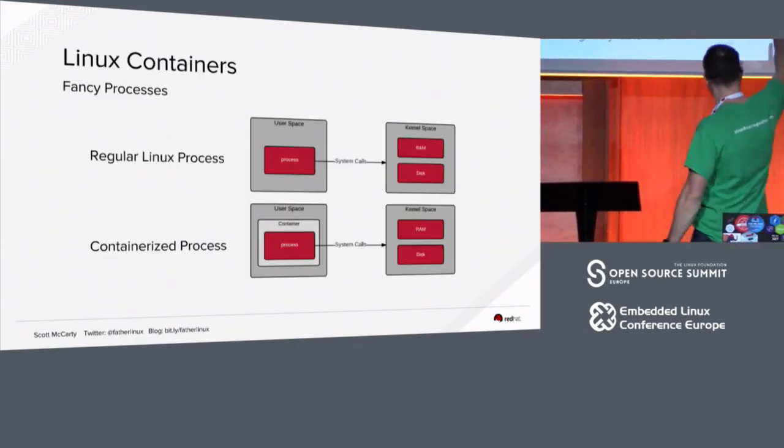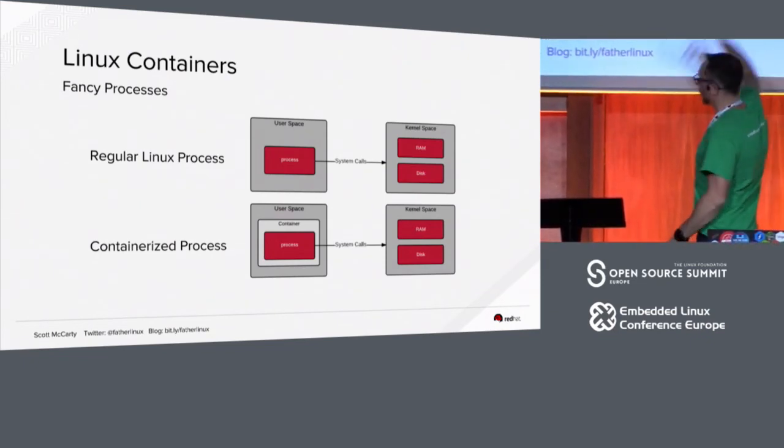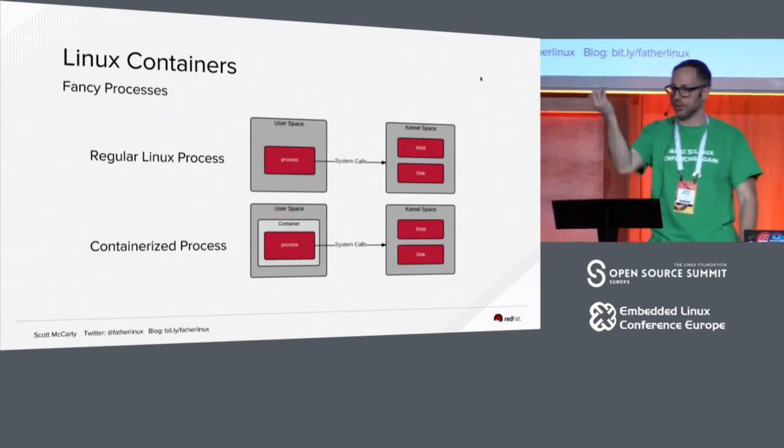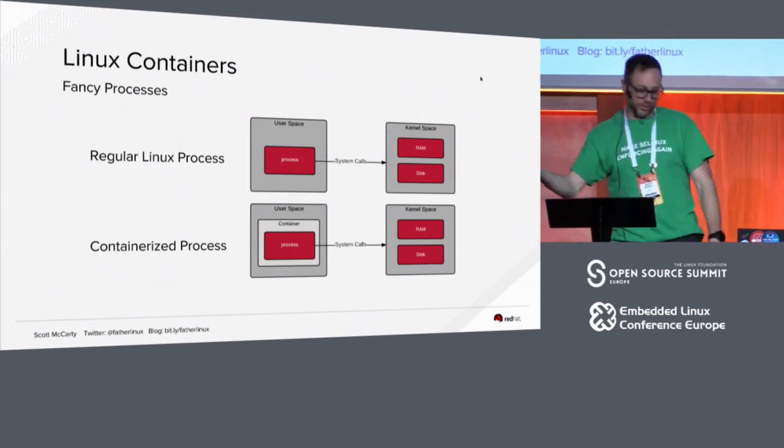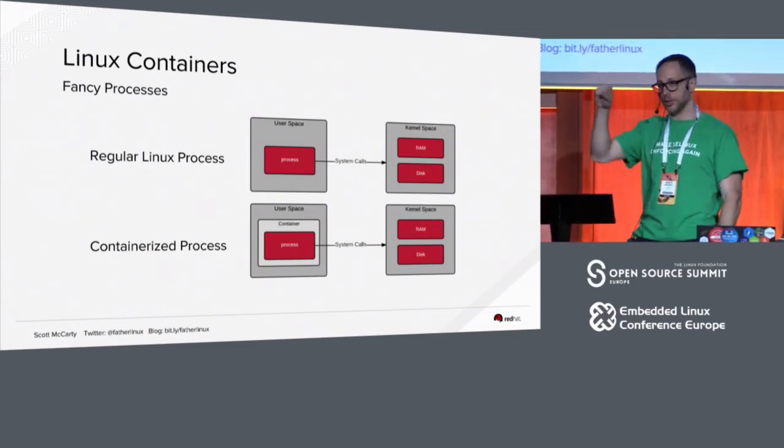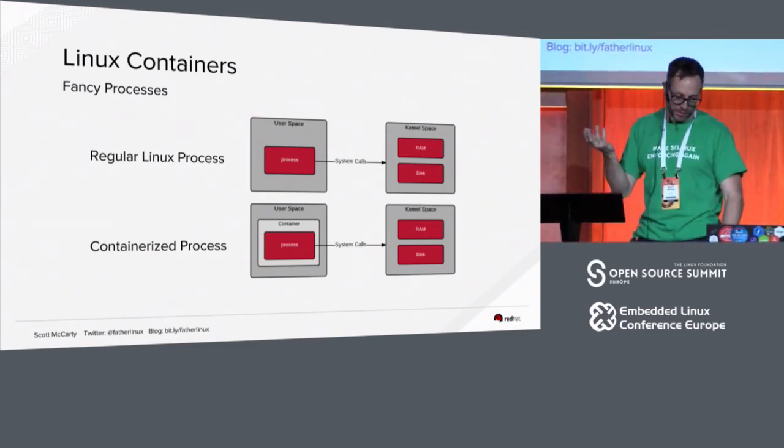And you can decide how thick you want the isolation around this. You can isolate this thing in different ways: just the network, or just the process ID table. And there's a bunch of different namespaces they can use. I don't remember how many, there's like 7 or 8 or 10 or something.